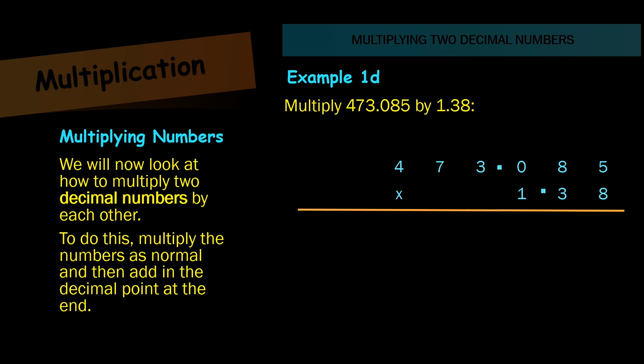Now let's take a look at how to multiply 2 decimal numbers by each other. Consider the example on the screen. So when multiplying 473,085 by 138, multiply in a manner similar to the previous example for the first 2 rows as shown.